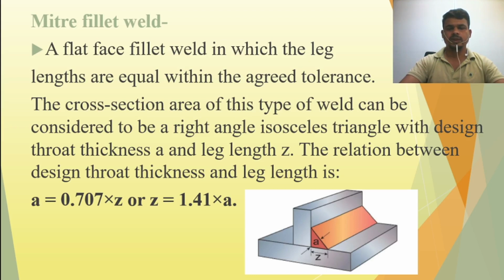So this is the throat thickness A, and Z is the leg length. The relation between design throat thickness and leg length is A equals 0.707 times Z, or Z equals 1.41 times A. You need to remember this formula to calculate the throat thickness and leg length. Let's see the next picture. I will give you two examples.